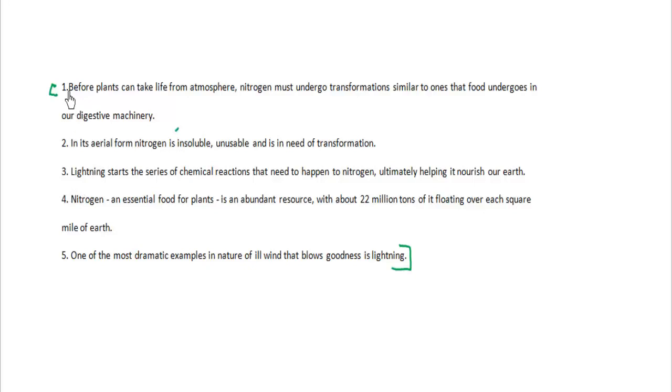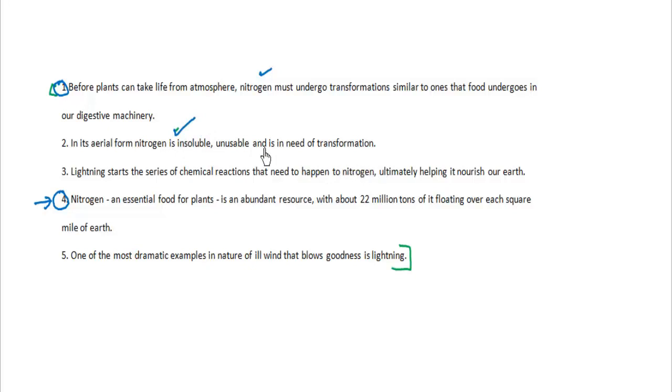Now, if you look at statement 1, it says before plants can take life from atmosphere, nitrogen must undergo transformation similar to ones that food undergoes in our digestive machinery. And then second says in its aerial form, nitrogen is insoluble, unusable, and is in need of transformation. So again, this also looks like a good opening sentence. Lightning starts the series of chemical reactions that need to happen to nitrogen, ultimately helping it nourish the earth, right? Nitrogen, an essential food. So this introduces nitrogen.